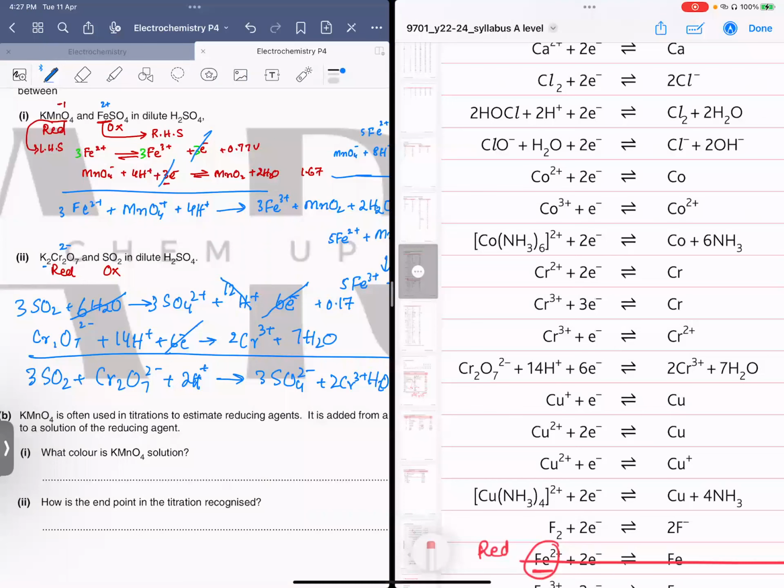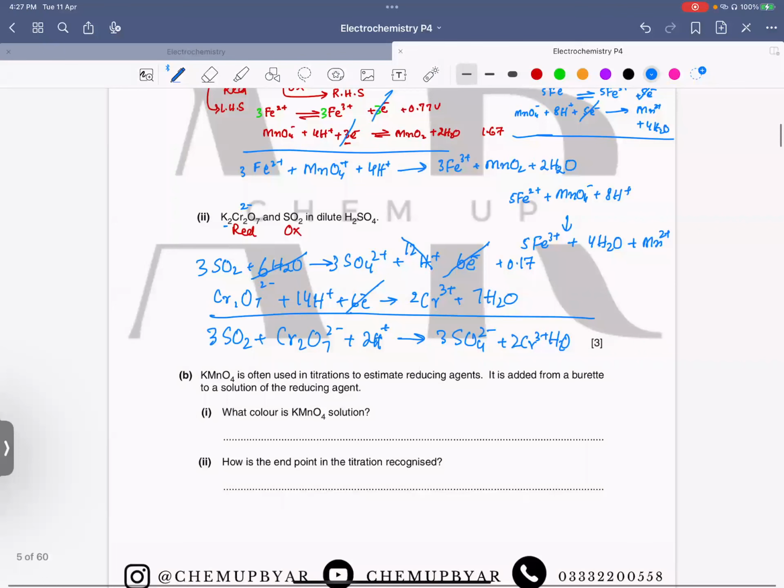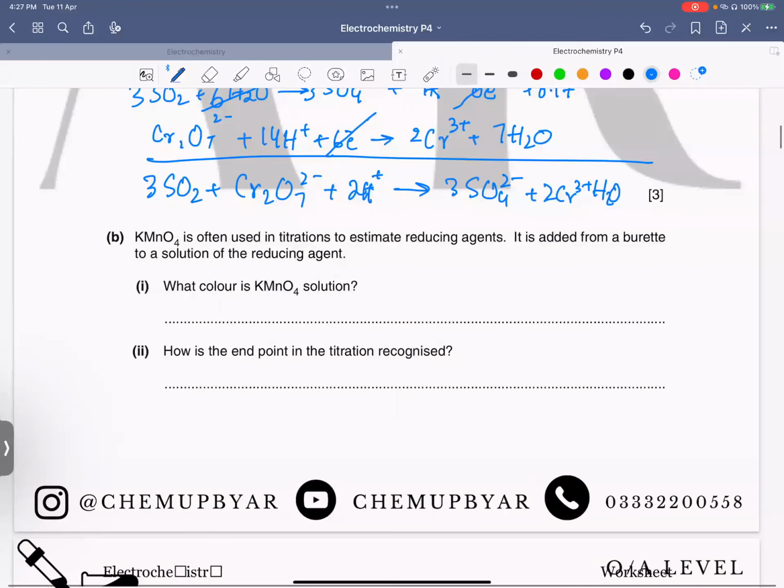Now another thing, when we talk about KMnO4, it is often used in titrations to estimate the reducing agent. It is added from a burette to a solution of the reducing agent.